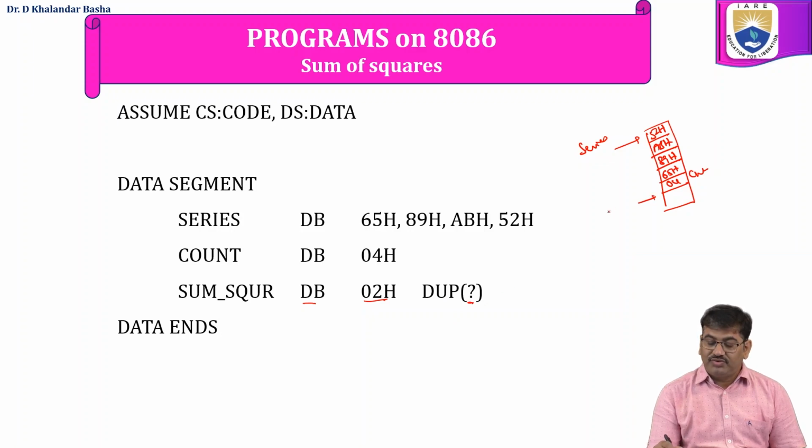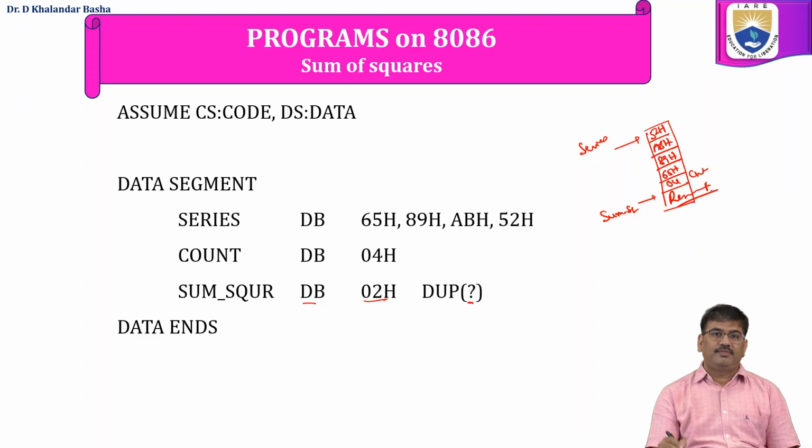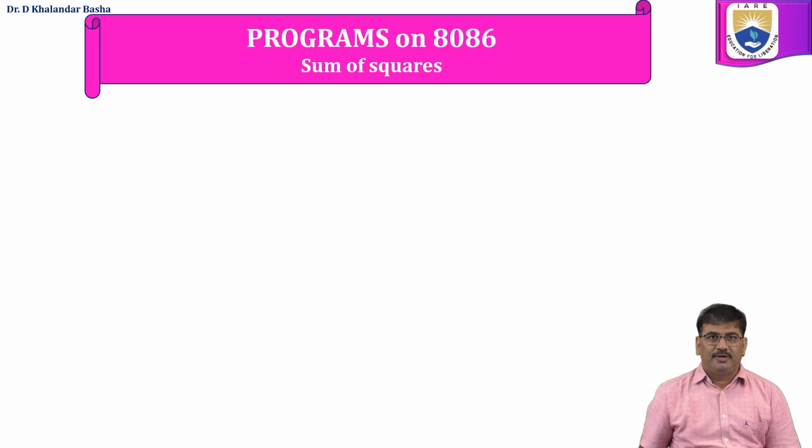So for sum of squares, after finding out the square and adding to the squares, we are going to get the result in this memory location. We will end the data segment by using the ENDS directive preceded by data. So this directive is used for end of a particular segment.